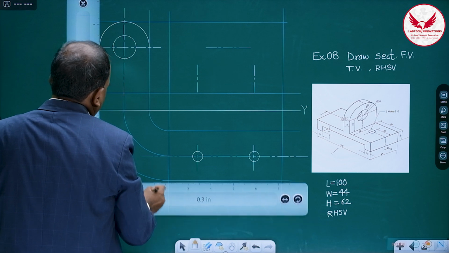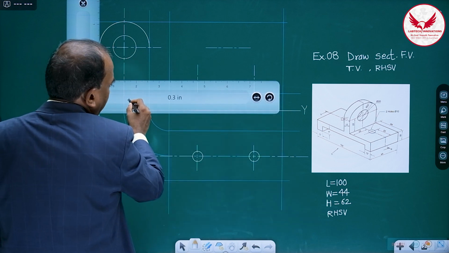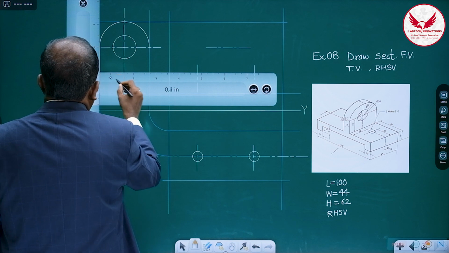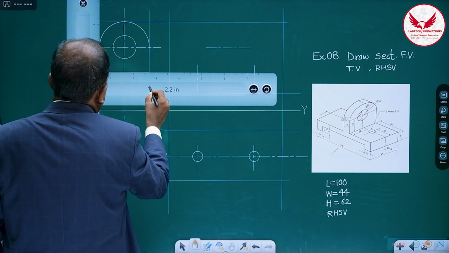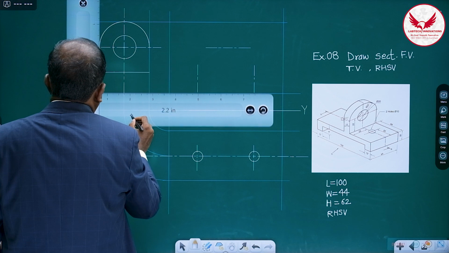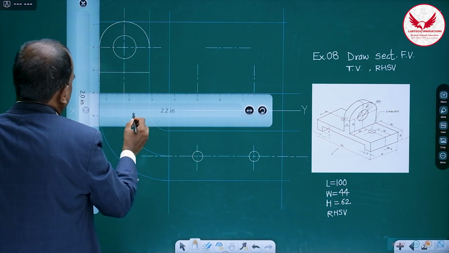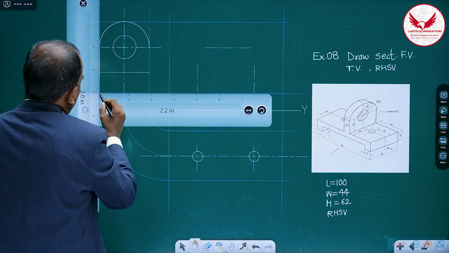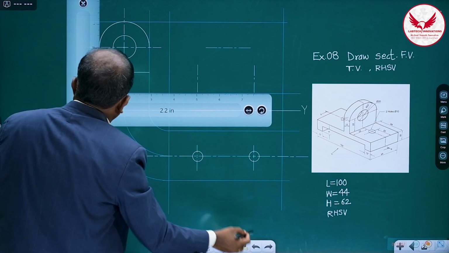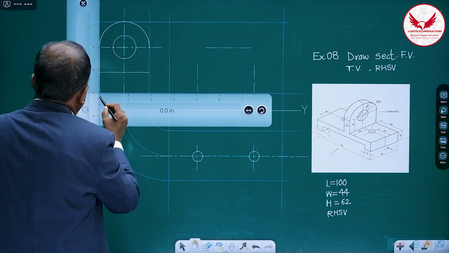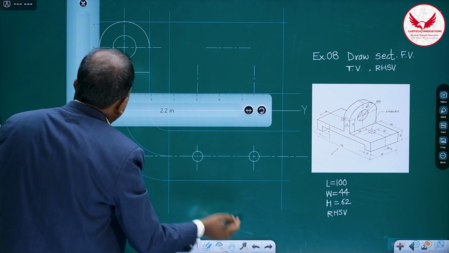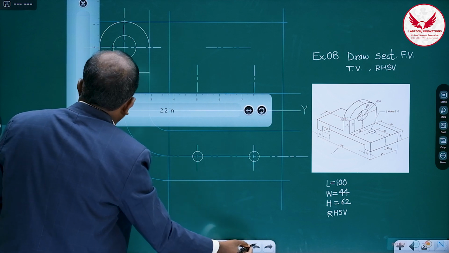And from this, at a distance of 22, mark this horizontal line, and below it, it is 18. In the side view we can see this rectangle.